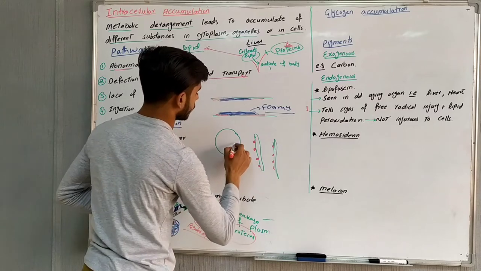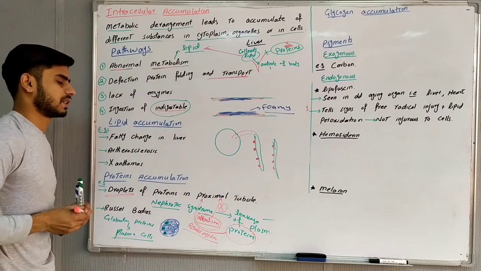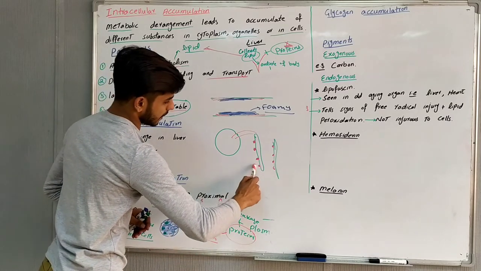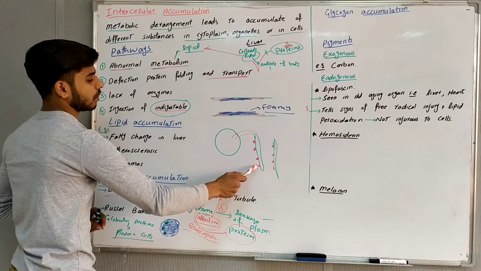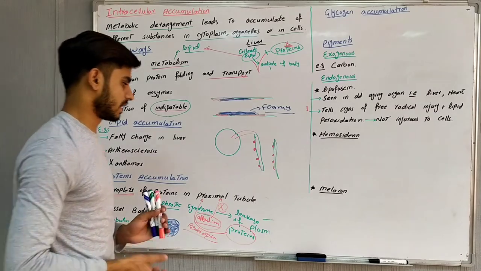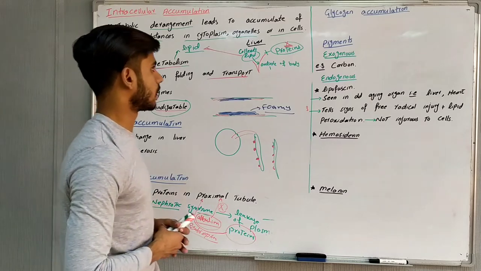Because this is a glomerulus, the filtrate will go and join with the proximal tubule. In the proximal and distal tubules, the proteins will be reabsorbed back, but if that does not happen, it will cause droplets. So this will show like droplets on the proximal tubule in the histological slide. This was about protein accumulation in the case of intracellular accumulation.